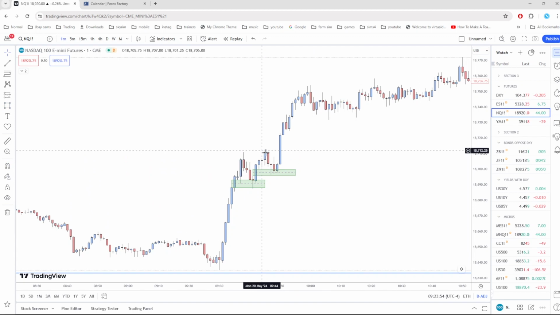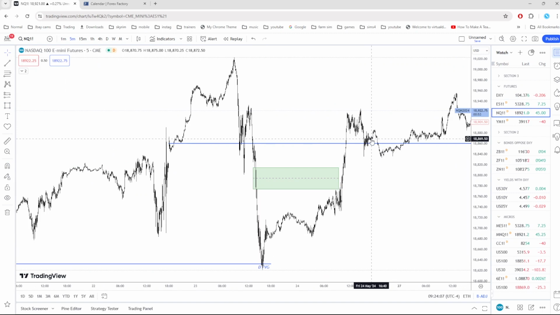Price trades through the high, another fair value gap, 948, basically 950. That's a macro. 950 to 1010, that's a macro. You still have higher time frame liquidity.